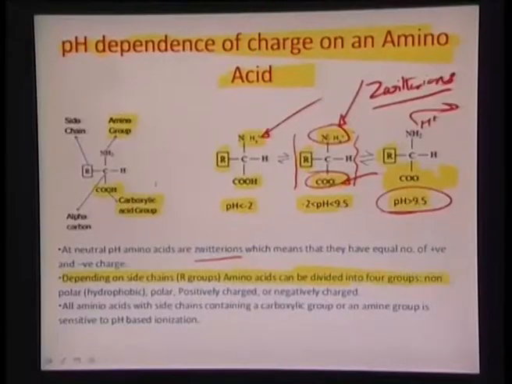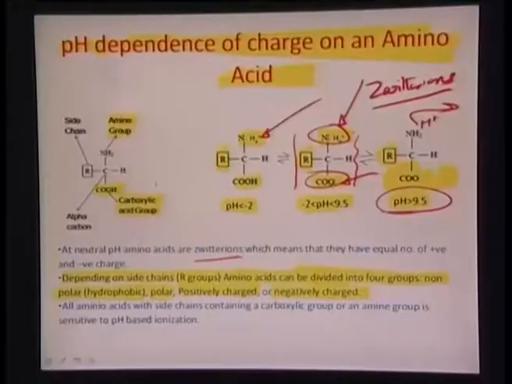So amino acids can, depending on the side chain, be divided into 4 groups: non-polar or hydrophobic; polar, with some amount of separated charges; positively charged, where there is an additional H plus ion on the particular amino acid; or negatively charged, where there is an additional minus charge on the carboxylic group by sending out an H plus into the solution.